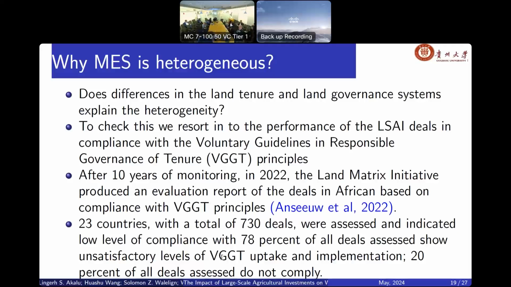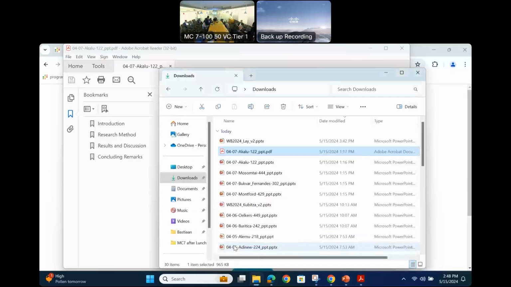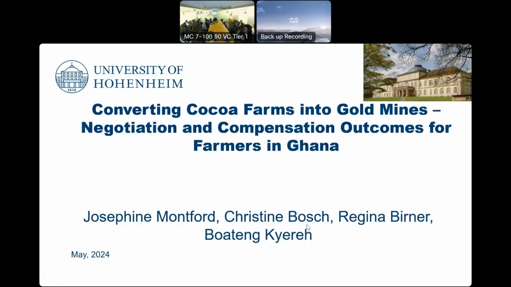So, next, it is now Josephine Montfort, and she is presenting on an issue of land use change. Why do people convert from cocoa to mining, and how can people actually benefit from it?